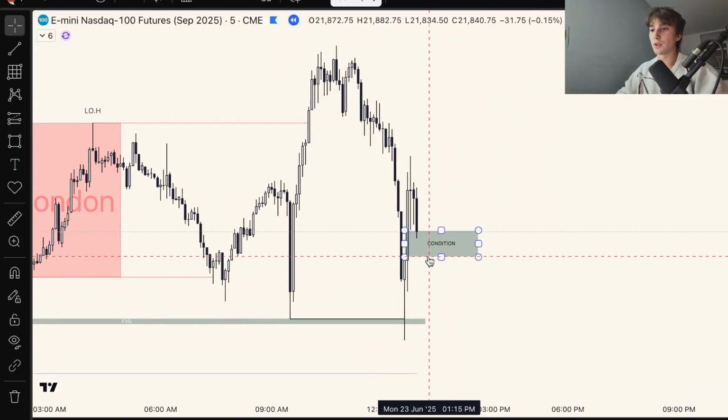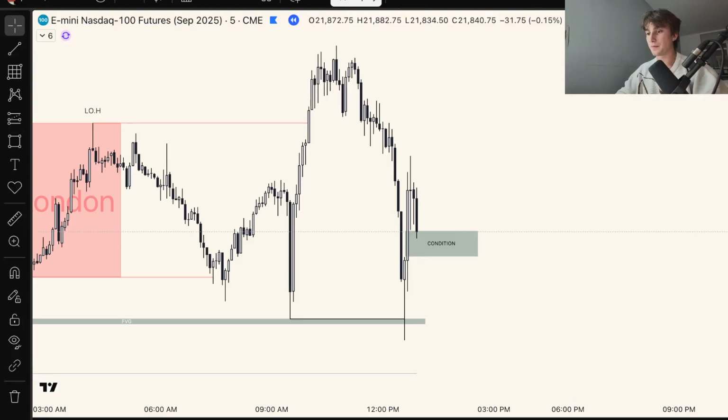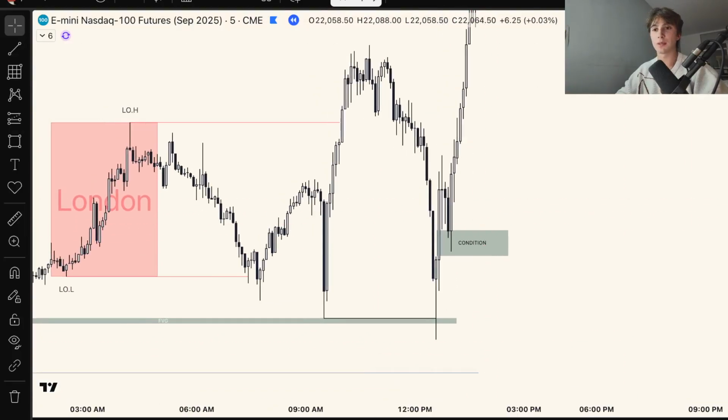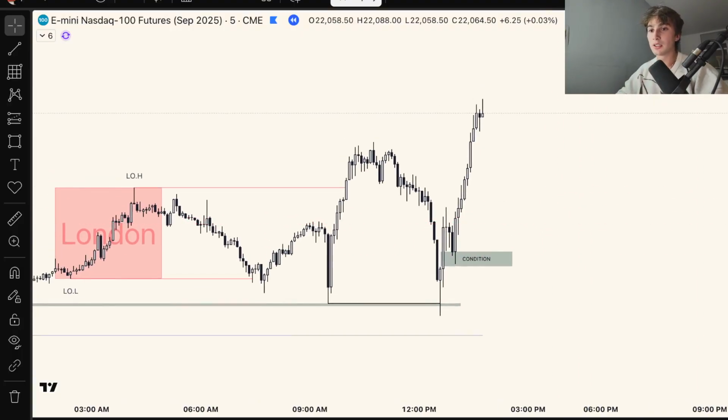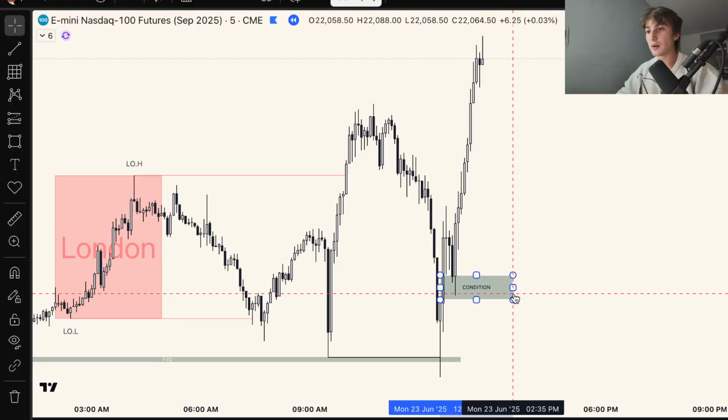Or if price wants to run lower, we'll invalidate this condition. But what happens? Price respects this condition, so we continue. The price wants to keep going higher. This is exactly what I'm drawing out for you guys, and I'm showing you in real time how these conditions help you determine the drawn liquidity. I'm showing you how important it is to understand these conditions.